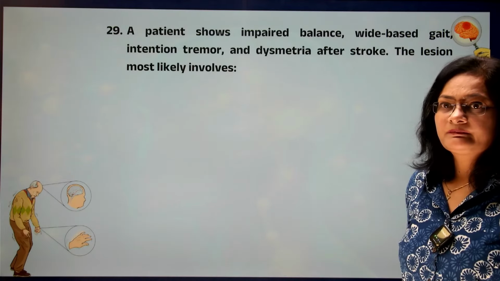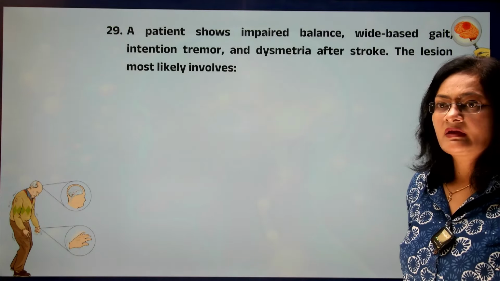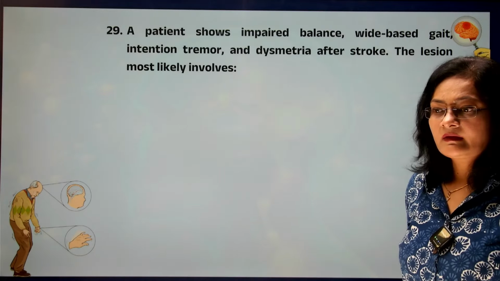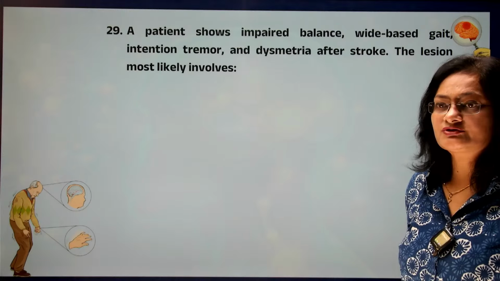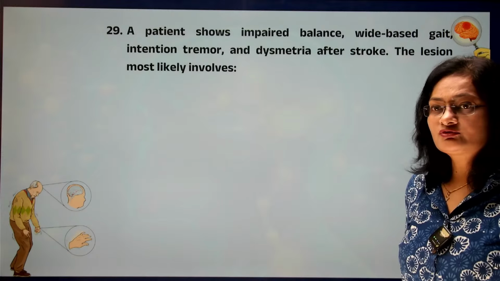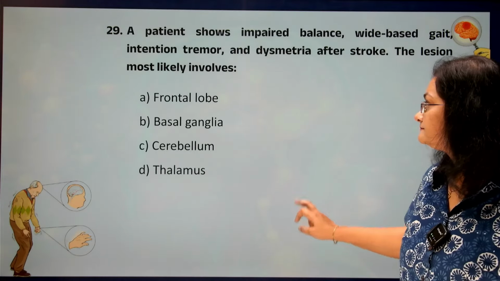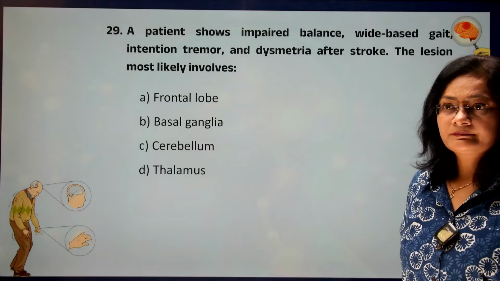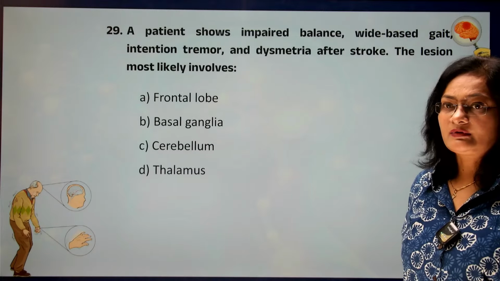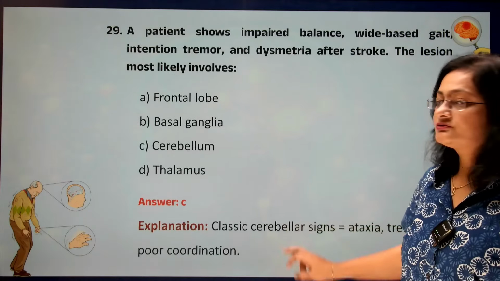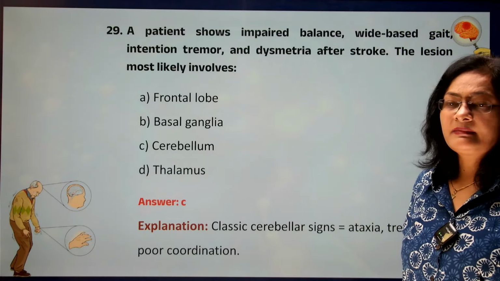Patient shows impaired balance, wide base gait, intention tremor and dysmetria after stroke. The lesion most likely involves the frontal lobe, basal ganglia, cerebellum or thalamus. So the answer will be cerebellum.